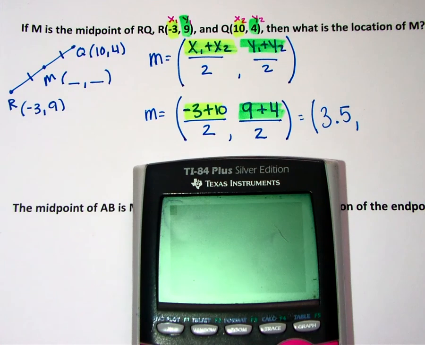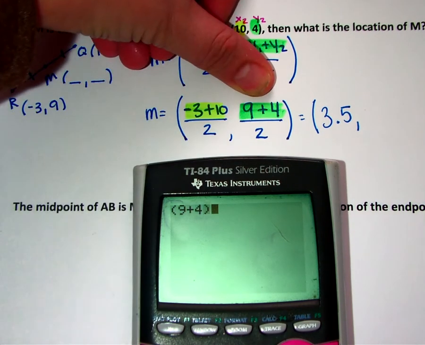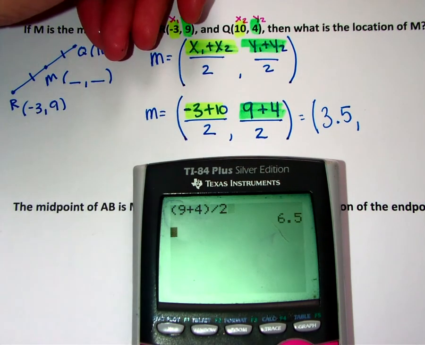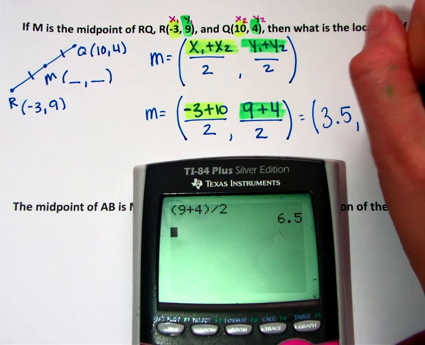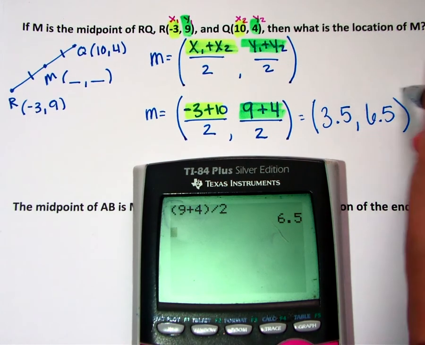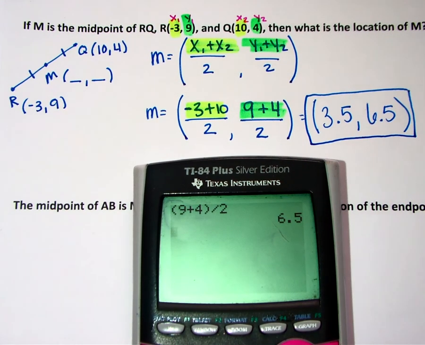Let's do the same thing for the y values. I'm going to put parentheses first, 9 plus 4 divided by 2, and I get 6.5. So the midpoint, the location of the middle, if I were to graph this on the coordinate plane, is 3.5, comma 6.5.